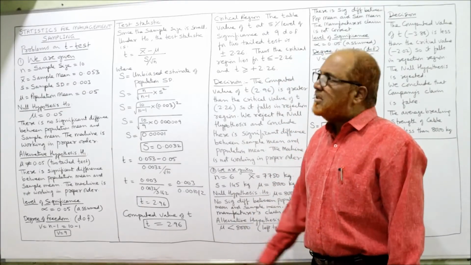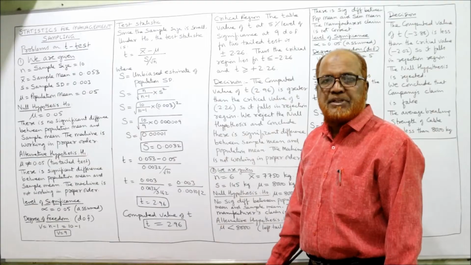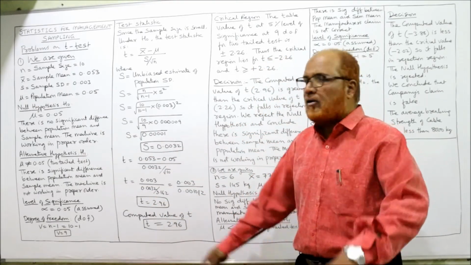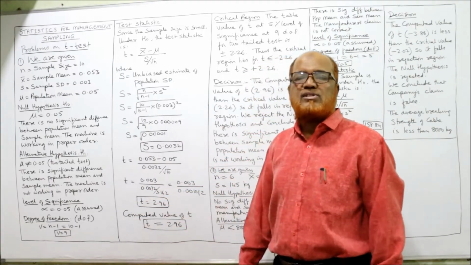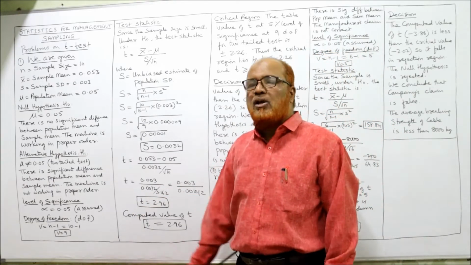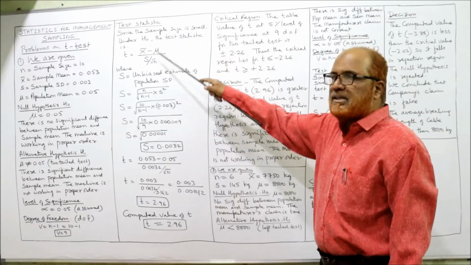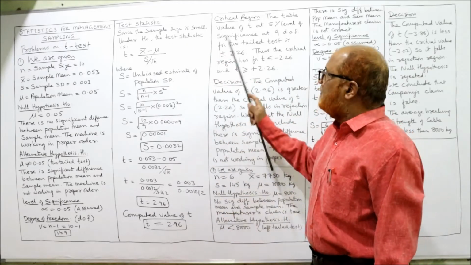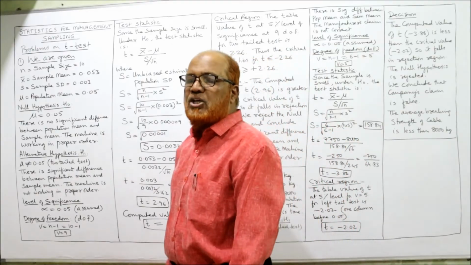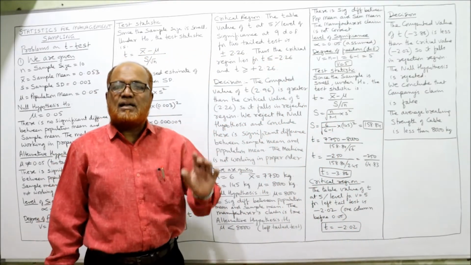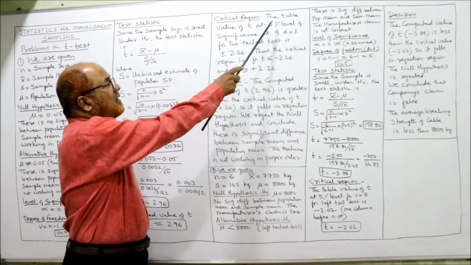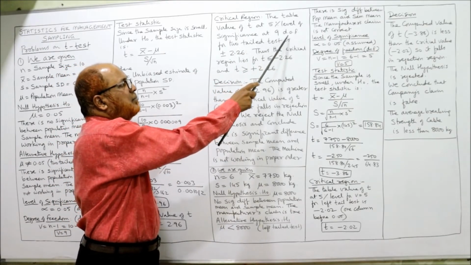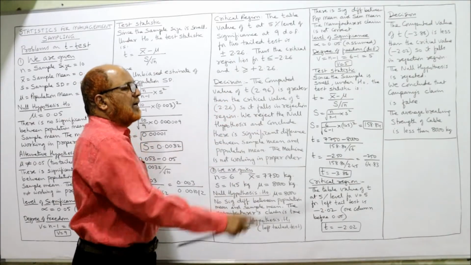That's all. Step number 4 over. First step, laying down of hypothesis, null and alternative. Second step, level of significance. Third step, degree of freedom. Fourth step, test statistic, remember the formula. Now the fifth step is critical region. Now we have to consult the table: the table value of t at 5% level of significance, 9 degrees of freedom, for a two-tail test.